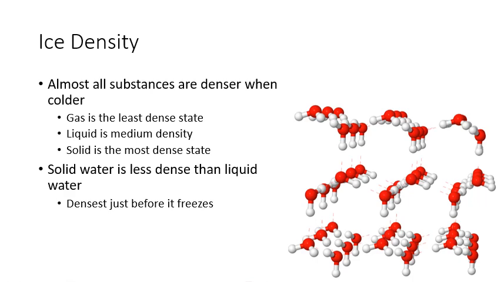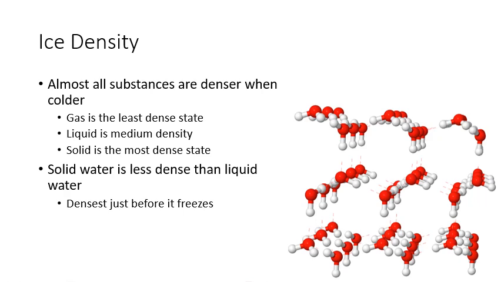Okay, so the last characteristic of water that's important for life that we need to talk about is the density of ice. For almost any substance that you would think of, the solid form is going to be denser than the liquid form, which means that the solid is going to sink in the liquid. It should always be that the gas is the least dense, the liquid is medium dense, and then the solid is the most dense form of that substance. But water doesn't work like that.